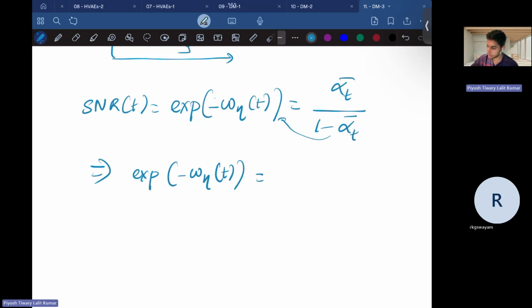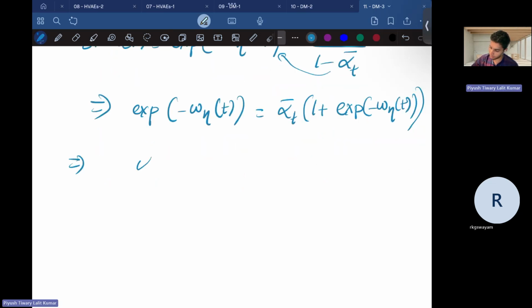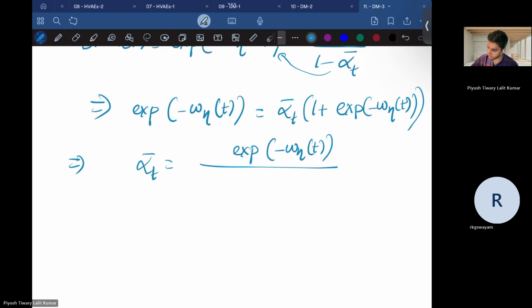You take the alpha bar into the RHS, so it will become alpha t bar into 1 plus exponential of minus omega eta of t, right? This is what it will become. And this means that alpha t bar is equal to exponential of minus omega eta of t over 1 plus exponential of minus omega eta of t.